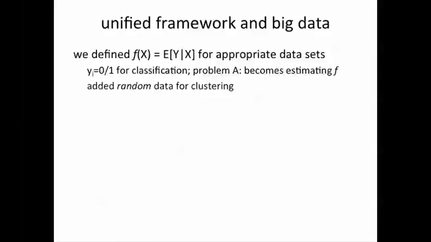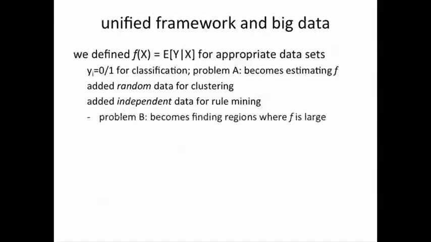Then we added on random data. That means we added more data to the data set to deal with clustering. In the case of rule mining, we added independent data, not random data, but data where all the features were independent of each other. And then our problem became that of finding regions where this function f is large on this new data set.